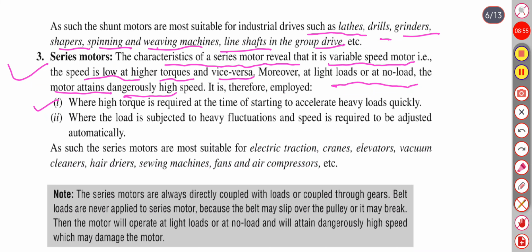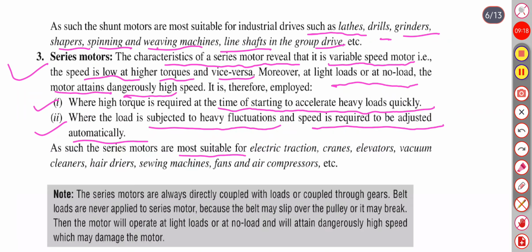It is therefore used where high torque is required at the time of starting to accelerate heavy loads quickly, or where the load is subjected to heavy fluctuation and speed is required to be adjusted automatically. These motors are suitable for electric traction, trains, cranes, elevators, vacuum cleaners, hair dryers, shaving machines, fans, and air compressors.